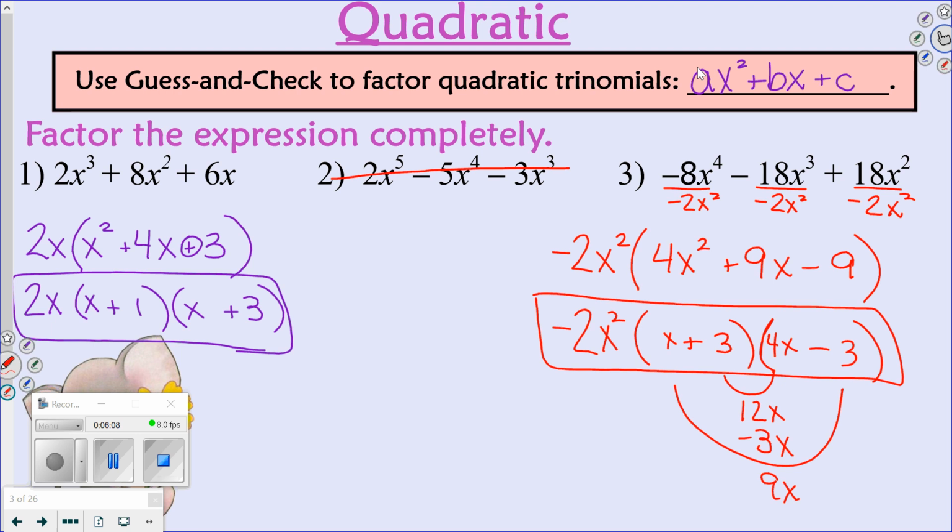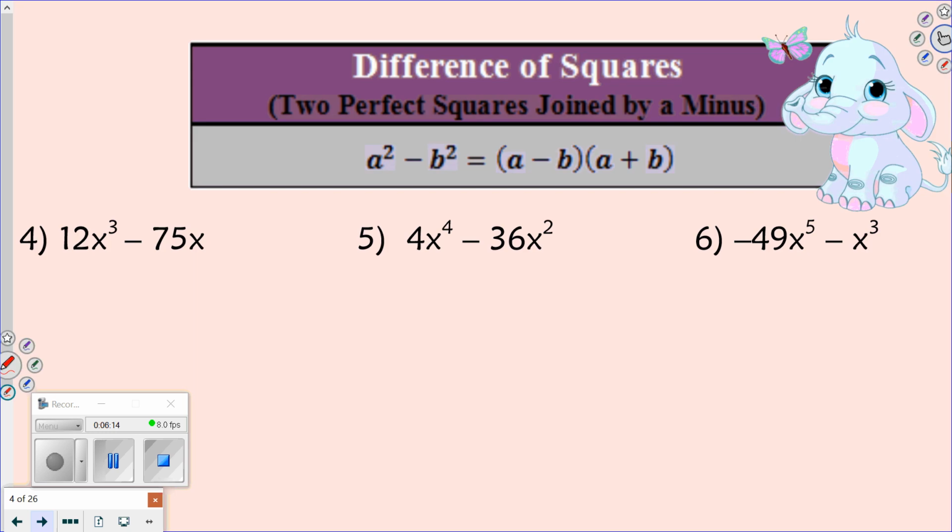So quadratics, we've seen those, we've done those. Hopefully those are second nature by now for most of you. All right. My favorite, which for whatever reason some of you still struggle with, difference of squares. So number 4, GCF? 3x, there it is.